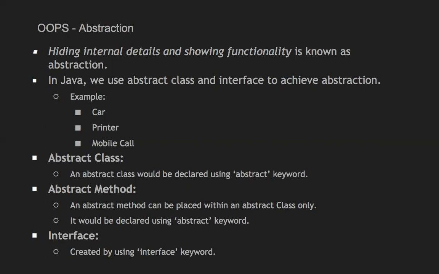As an owner, as we discussed, it is not necessary to know how the functionality is happening. I'm most interested in what the color is, whether I have cushioned seats, whether the audio is good or not, right? So this is what I mean: the details will be there, but it will be shown or hidden depending upon the usage. In Java, we use abstract class and interface to achieve abstraction. Examples: car, printer, mobile call.